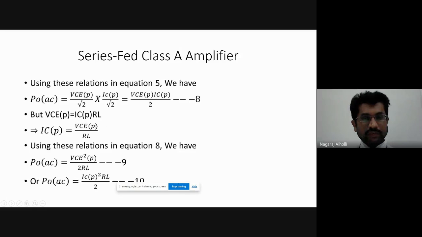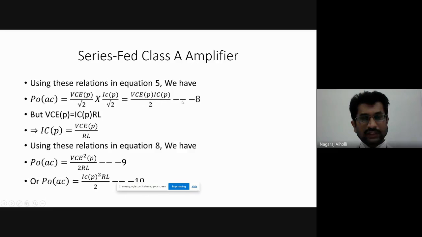Now let us substitute these equations in equation 8. P naught AC is equal to VCE peak into IC peak divided by 2. What is IC peak? It is VCE peak divided by RL. Substituting that, this will be equal to VCE peak into VCE peak, that is VCE square peak, divided by 2 RL. Take it as equation 9.